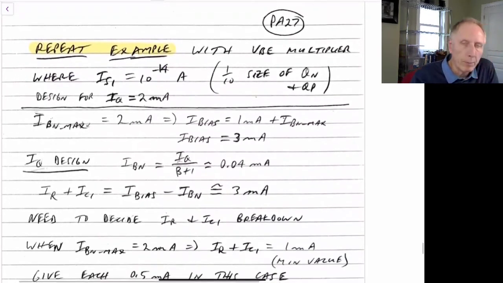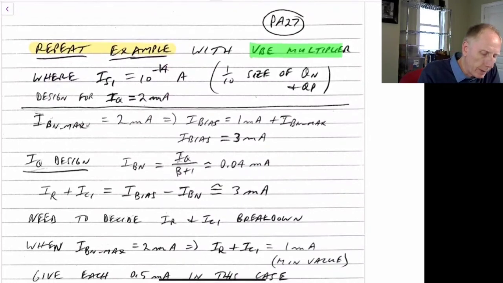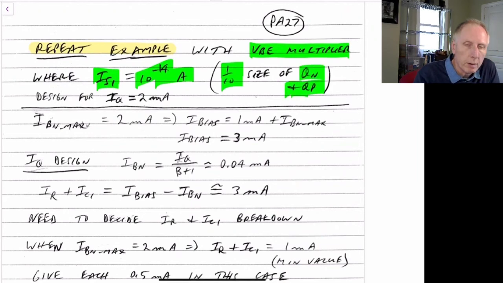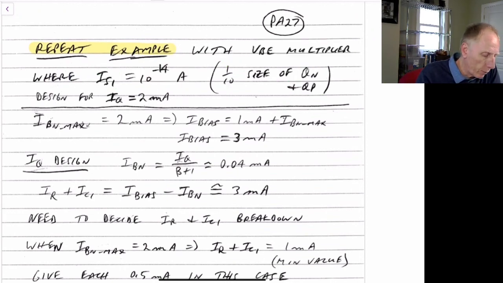So let's repeat the example that we had in the previous case, but we'll now use a Vbe multiplier, and we'll assume that the scale current of the Vbe multiplier transistor is 10 to the minus 14 amps. In other words, it's 1/10 the size of our power transistors. So we're saving a lot of area. We only have one of them, and it's 1/10 the size of the power transistor of Qn, or of Qp. So it's quite a bit smaller than what we had before.